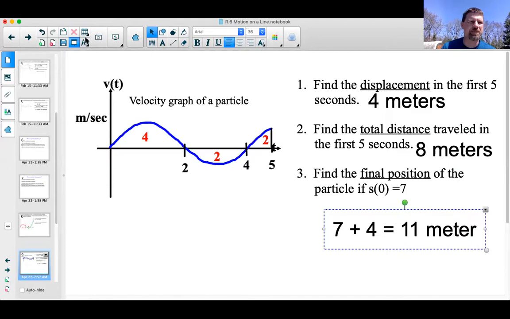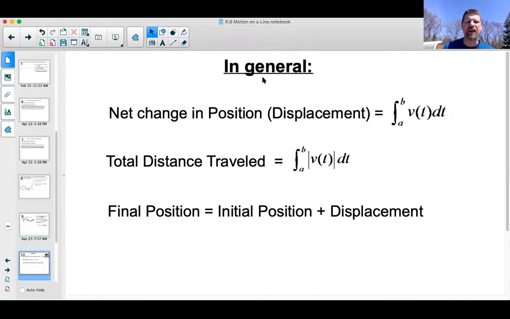That's all there is to it. For those of you who like having something to write down, here's just in general. If anything ever asks about net change or net change in position, sometimes they'll use the word displacement, that's just the integral from A to B of your velocity function. If, however, it asks for total distance traveled, then we have to treat our negative velocities as if they were positive. And so that would be the integral from A to B of the absolute value of your velocity function, because that'll take all of your negative velocities and count them as positive.